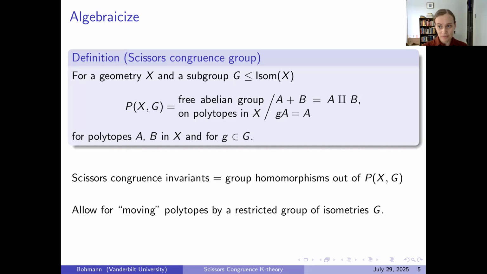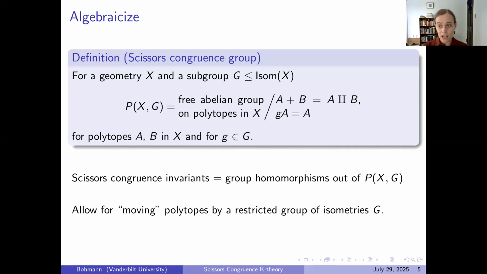And in fact, it turns out a surprisingly useful case is when we let G be just the identity isometry, which is a perfectly valid subgroup of the isometry group. In which case, what we're doing is we're only allowing the disjoint union relations. So we're basically saying all we're allowed to do is cut polytopes apart into finer and finer pieces. And we're not allowed to move the pieces around at all. We're just allowed to cut them up. And that's what that case will do for us. So anyway, we have these scissors congruence groups, and taking homomorphisms out of them gives us scissors congruence invariants.